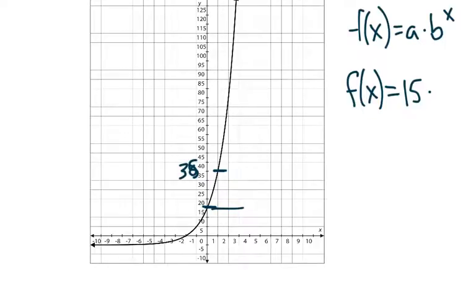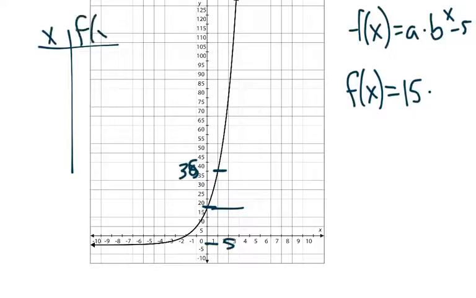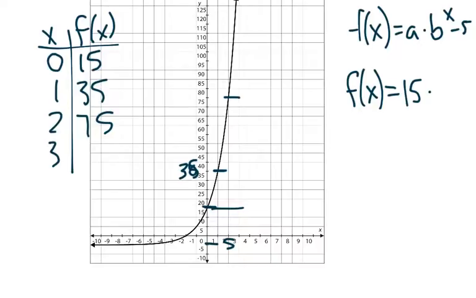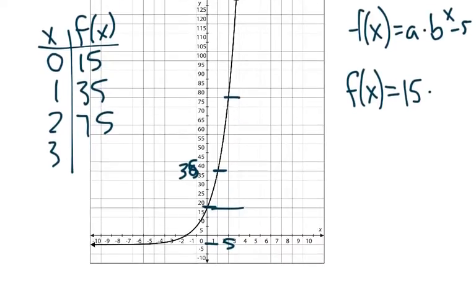Notice that it goes down. We're subtracting 5. So I'm going to have a minus 5 back here, aren't I? Okay, and that's going to affect things because everything is going to be shifted by that. So if I look at a table here, we start out at 15. Okay, then after the first, we're up to 35. After the second, we're up to 75. After the third, we don't know, do we?